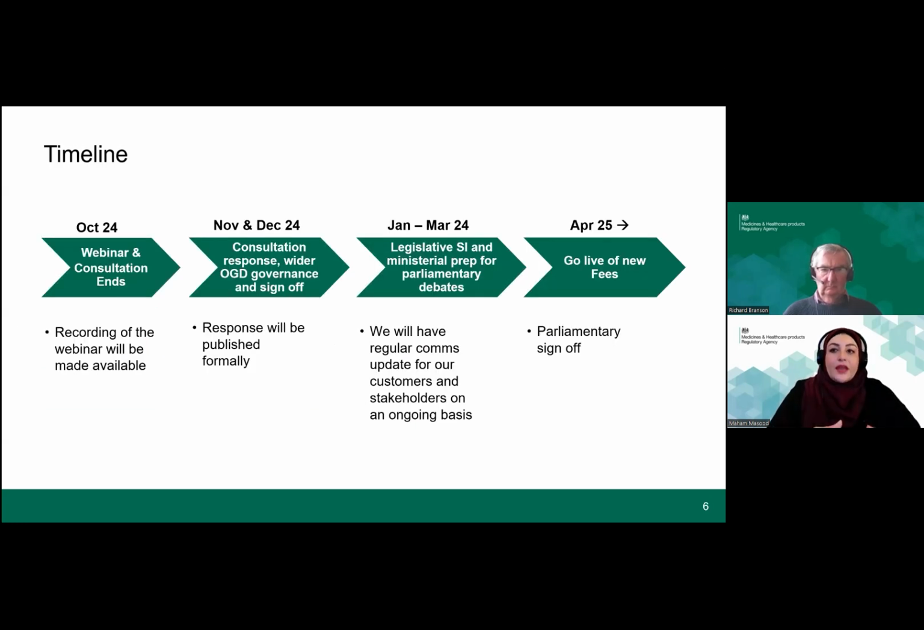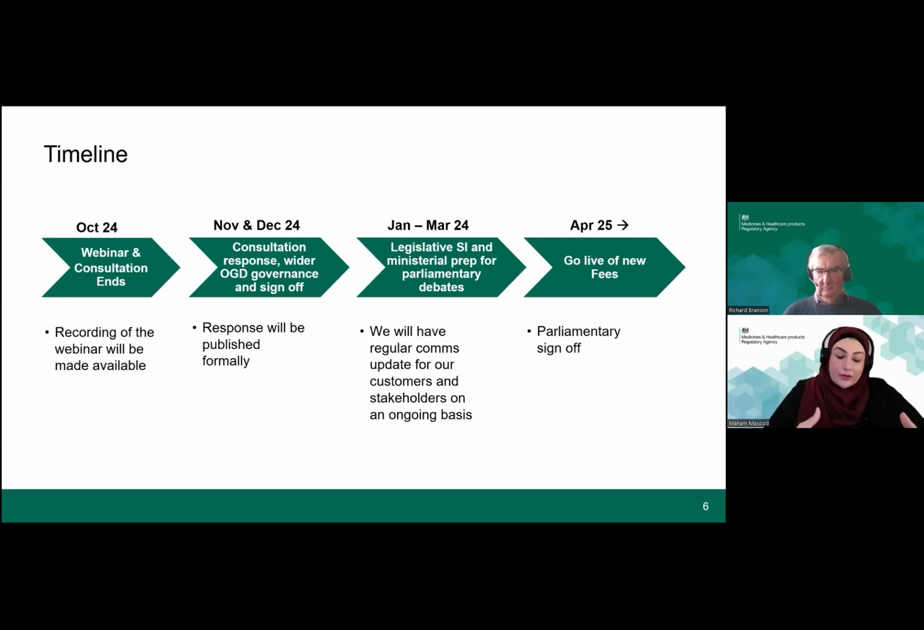Thank you. Then, before I pass on to Richard, some of you may have seen the slides around the timeline. Again, fee uplifts are very driven by heavy governance processes and requirements. So we are currently in October. The consultation is currently live for the fee uplift of April 25, and it will be ending on the 24th of October. The recording of this webinar will be made available in a couple of weeks' time, possibly, but it'll be available in October.